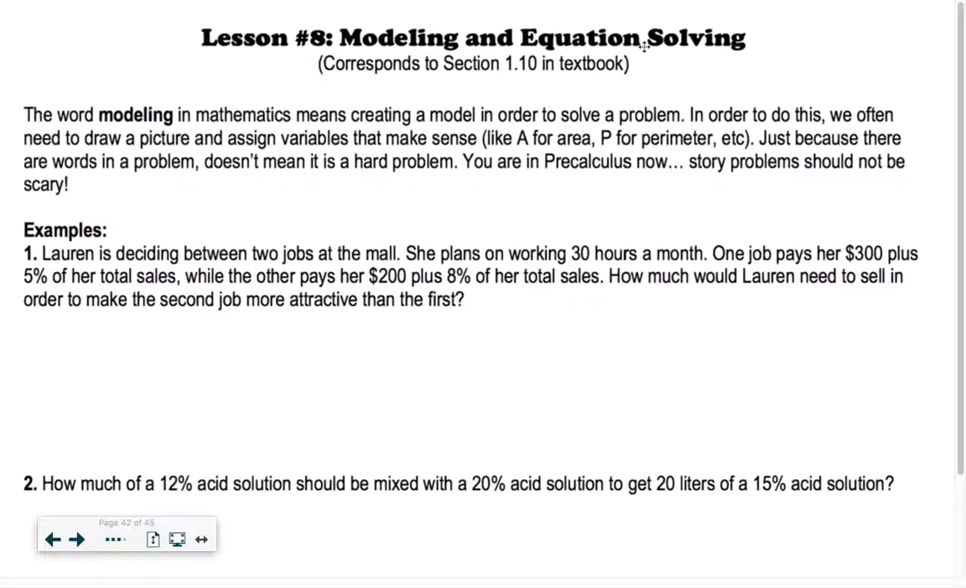All right, lesson number 8 is on modeling and equation solving. So math modeling means story problems. So we have some story problems. In order to create a model, in order to solve a problem, we often need to draw some kind of picture and assign variables that make sense. So A for area, P for perimeter, L for length, W for width.